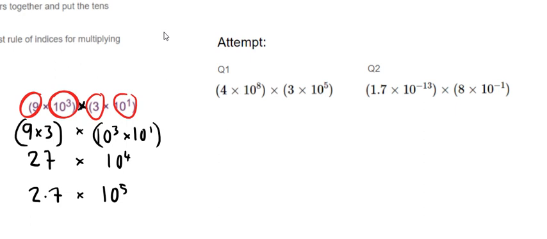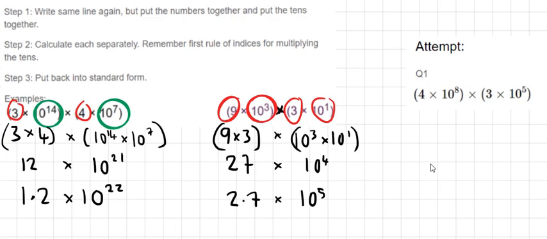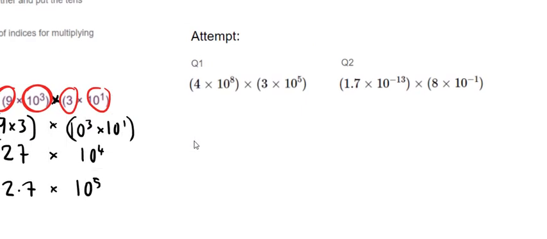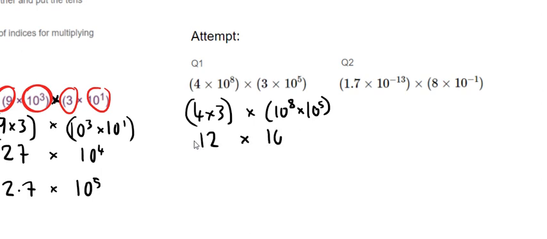So the first one here, I'm going to do 4 multiplied by 3. I'm going to take the two numbers, and then take the 10 to the power of 8 and the 10 to the power of 5 and multiply those together. So 4 multiplied by 3 is 12 times 10 to the power of 8 plus 5, so the power is 13. Then I can convert that into 1.2 times 10 to the power of 14.